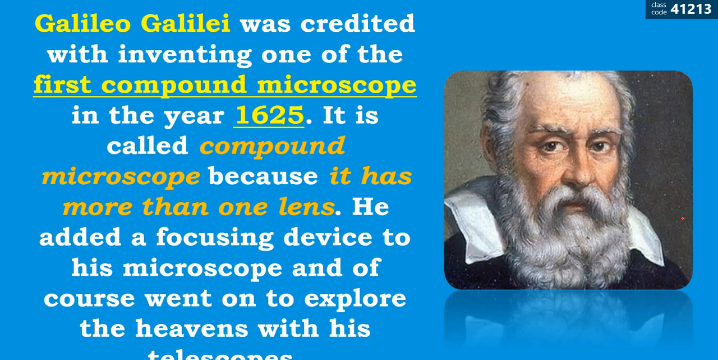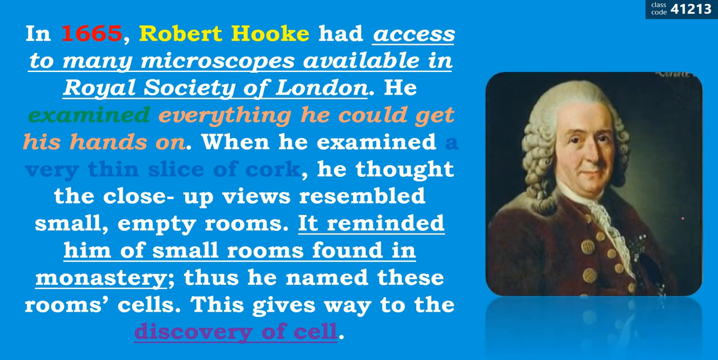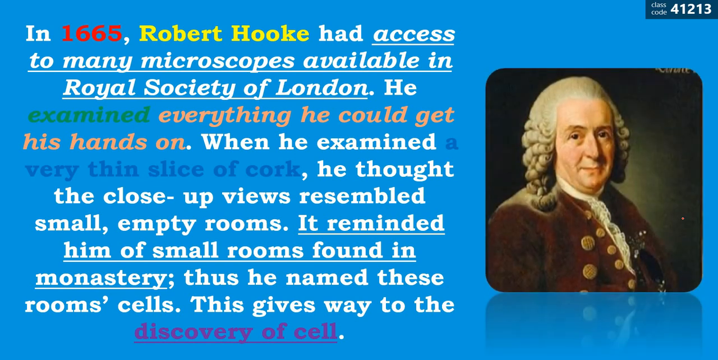And the second was Galileo Galilei, who was credited with inventing one of the first compound microscopes in the year 1625. It is called a compound microscope because it has more than one lens. He added a focusing device to his microscope and of course went on to explore the heavens with his telescopes. In 1665, Robert Hooke had access to many microscopes available in the Royal Society of London. He examined everything he could get his hands on. When he examined a very thin slice of cork, he thought the close-up views resembled small, empty rooms. It reminded him of small rooms found in a monastery. Thus, he named these rooms cells. This gives way to the discovery of the cell.